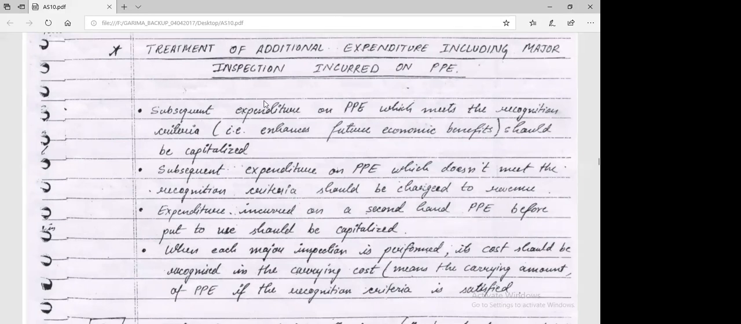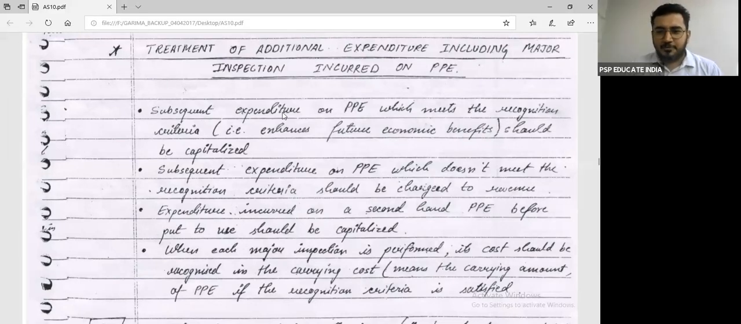Okay, there is one answer which says if the expenditure increases the efficiency, then it will be a capital expenditure, else it will be a revenue expenditure. Of course, that is the correct answer because you will have to see what kind of benefits that expenditure gives. Now, the same concept is explained over here. If some expenditure enhances the future economic benefits of a particular property, plant and equipment, then you will consider it as a capital expenditure. If it is only for maintenance, then you will consider it to be a revenue expenditure.